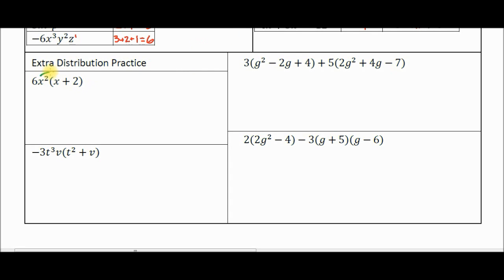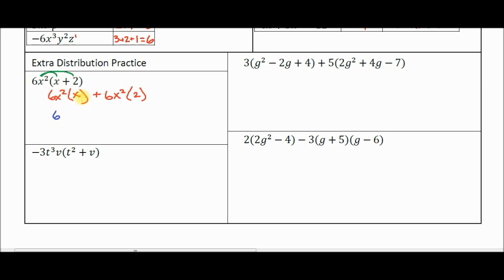The 6x squared goes to the x, and the 6x squared goes to the positive 2. I'm going to go ahead and write this out long, all the way out, so you can see what this equation is going to look like. So it's going to be 6x squared times x plus 6x squared times 2. All right, how do we combine these? Well, the 6 does not have another number to combine with it. Technically it does. There's a 1 here, but 6 times 1 just gives us 6.